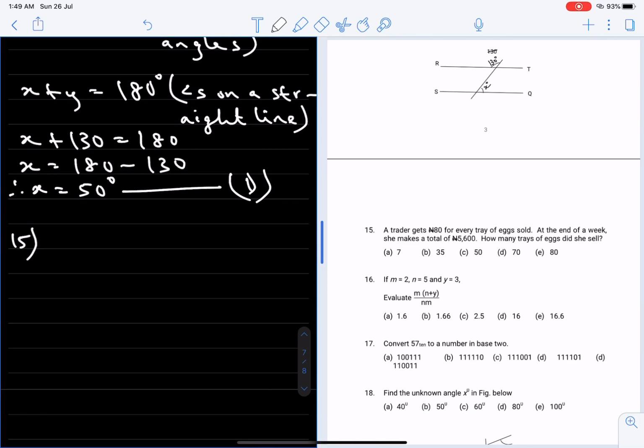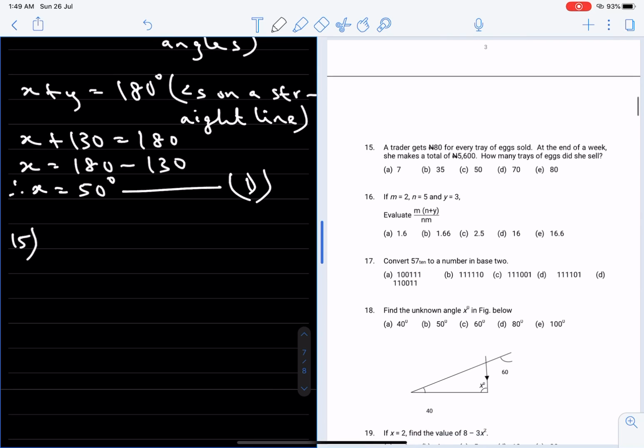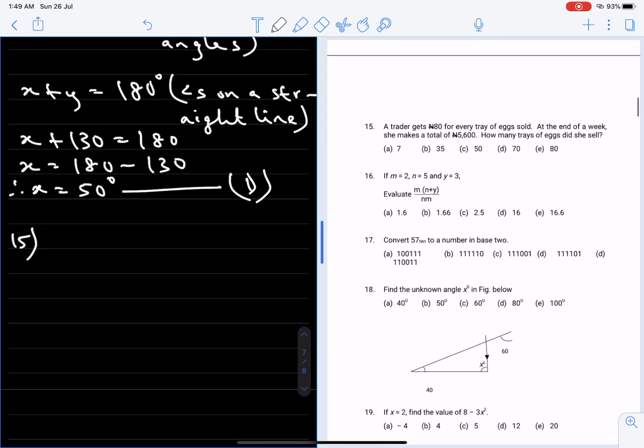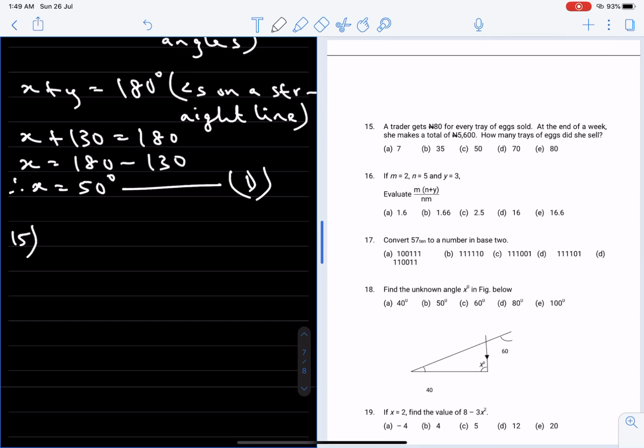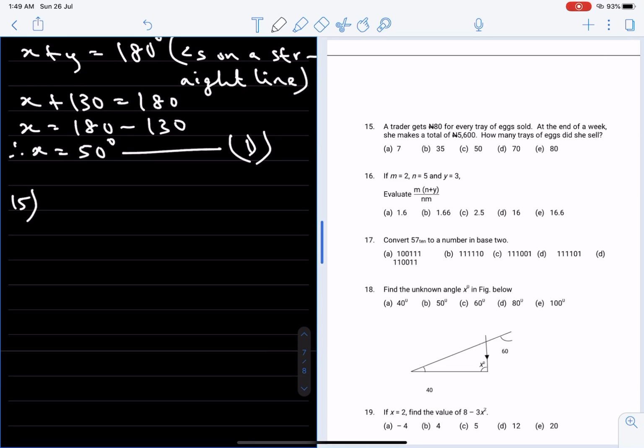Number 15 says a trader gets 80 naira for every tray of eggs sold. At the end of a week, she makes a total of 5,600 naira. How many trays of eggs did she sell? The trader gets 80 naira for every crate. All right, one crate of egg gives her 80 naira.